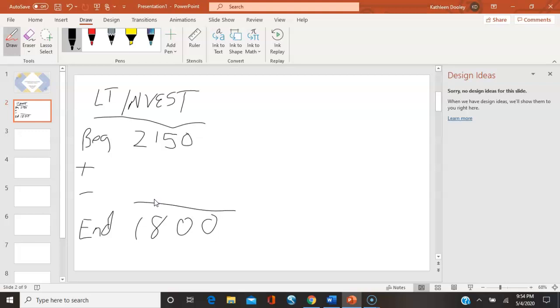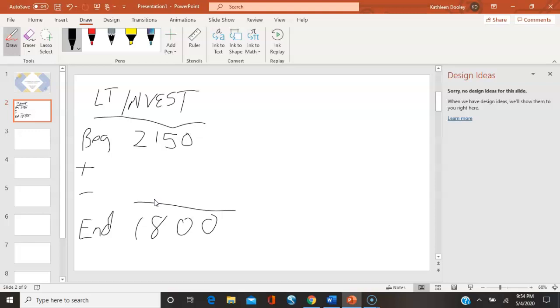Now we need to know what would make the long-term investment account go up. We can't just have the plus there. We have to have a word there. Why would it go up? Well, long-term investments would increase if we bought more long-term investments.